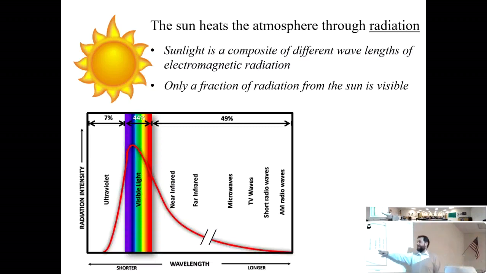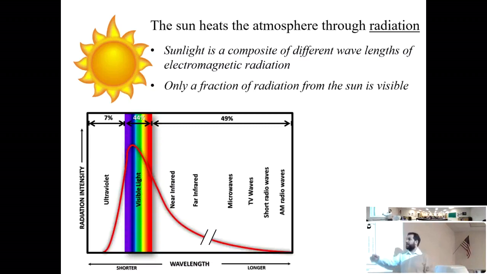Same thing with TV waves and radio waves and AM. You've probably heard of AM and FM radio, right? Those are all types of radiation. They're just types of light, but it's all the light that you can't see. The world is filled with all this light you can't see.